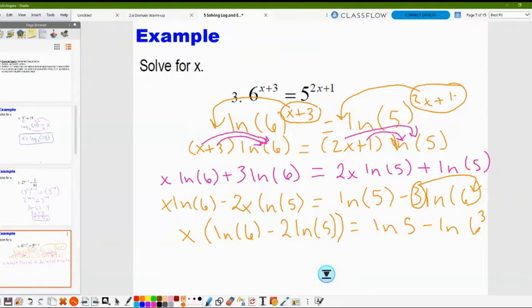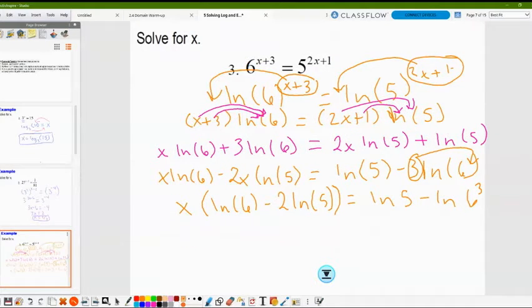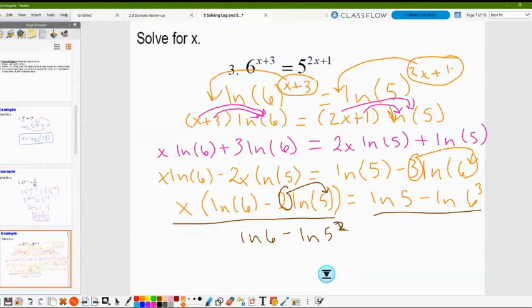Now, to get the x by itself, we're going to divide both sides by whatever x is multiplied by. So here we're going to divide both sides by the natural log of 6 minus 2 times the natural log of 5. When I rewrite that, I'm going to bring that coefficient back as a power. So that's the natural log of 6 minus the natural log of 5 squared, just so you can see where we're going. As you get more comfortable with these steps, you may want to do more of them in the same step, and that would be fine. So here that's going to be divided by the natural log of 6 minus the natural log of 5 squared.